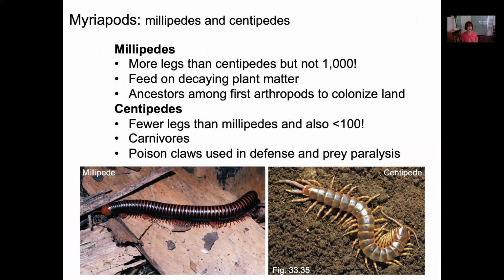Okay, the second group is the much less diverse group, the myriapods, and myria means many, pod is foot. So they have many feet, and these are the millipedes and the centipedes. Their names also reflect the fact that they have many feet, although the names are not accurate. So millipedes do not have 1,000 legs, and centipedes also don't have 100 legs. But it's true to say that centipedes have fewer legs than millipedes, so I guess if you're going to call them centipedes and millipedes, millipedes are more deserving of the name.